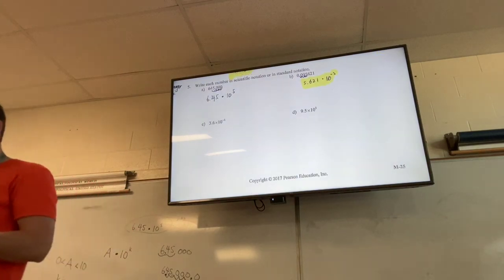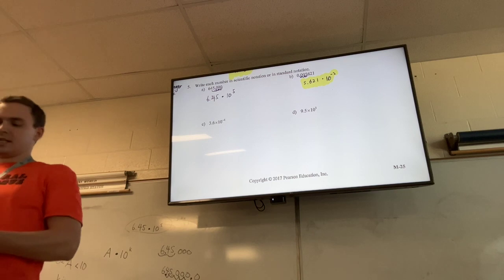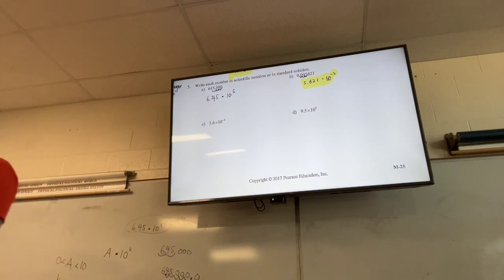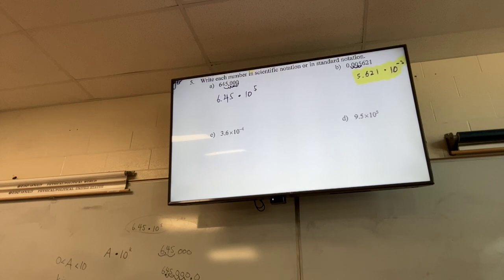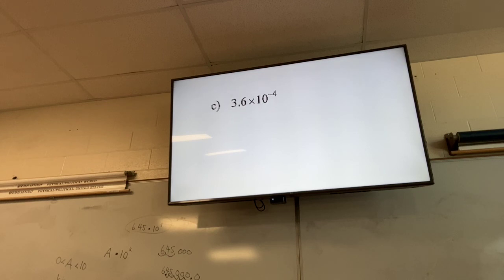Okay. And then going from scientific back to standard notation, okay? C. 3.6 times 10 to the -4. All right. Whom have I not called on? Tegan. How do I write that in standard notation? Okay. Why don't you phone a friend?